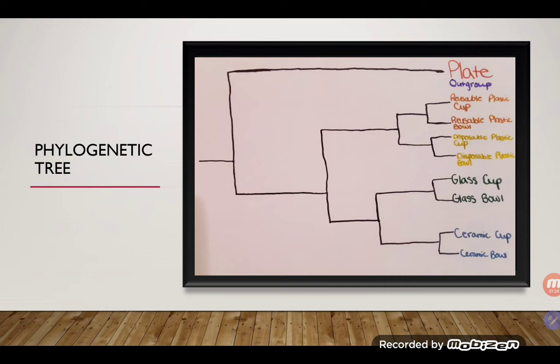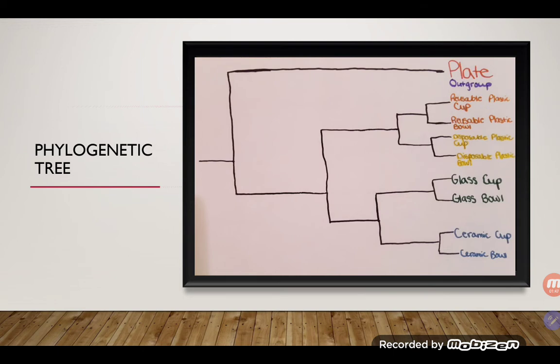The point where each line splits is called a node. A node represents a common ancestor between the groups. The distances of the branches represent how closely related the lineages are. The shorter the distance, the more closely related the two species are. The distance is measured in Operational Taxonomic Units, or OTUs.